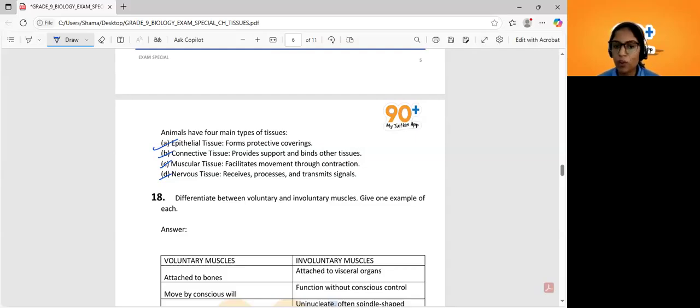Connective tissue provides support and binds other tissues. Muscular tissue facilitates movement through contraction. And nervous tissue receives, processes and transmits signals. So these are the functions of the different tissues. Epithelial tissue acts as a protective covering. Connective tissue provides support and binds other tissues. Muscular tissue facilitates movement through contractions, and nervous tissue receives, processes and transmits the signals.